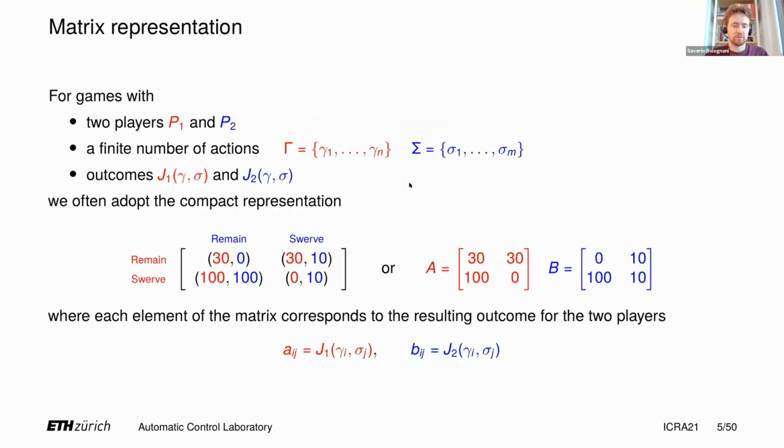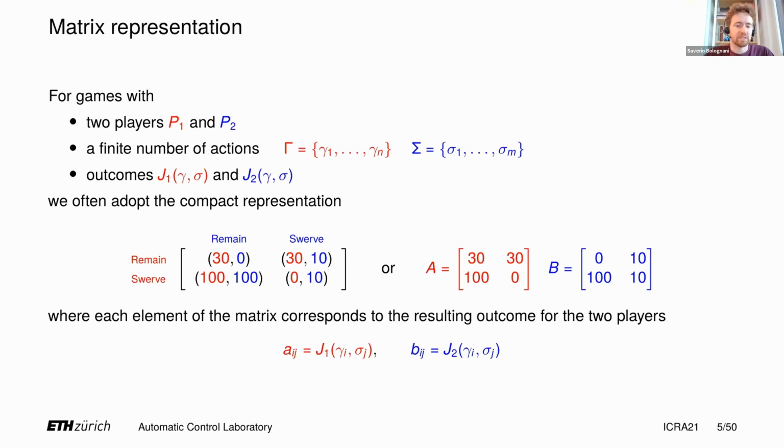Okay, so now we need to introduce some more formalism, after the cartoon. The two players we call P1 and P2. We call capital gamma and capital sigma the two sets of actions available to the two players. So gamma 1 to gamma n, in that case it was only two, and sigma 1 to sigma m, again only two actions. The outcomes are the cost functions that they both want to minimize, and they're different for the two players. They depend on the joint decision.